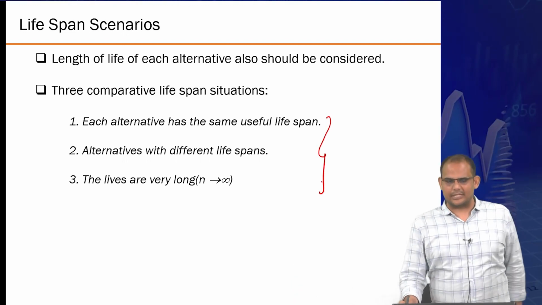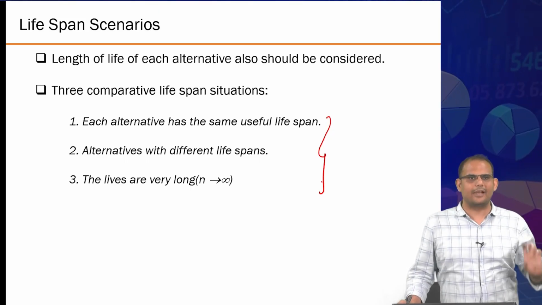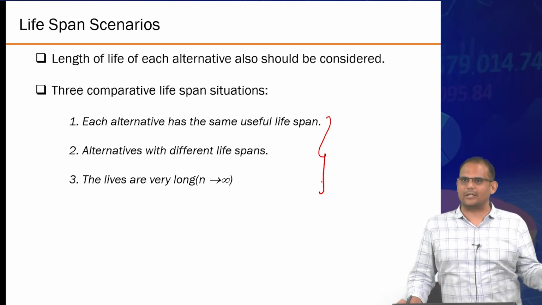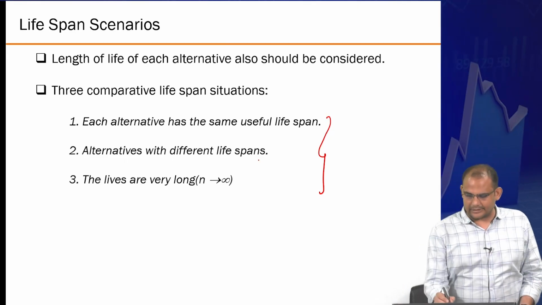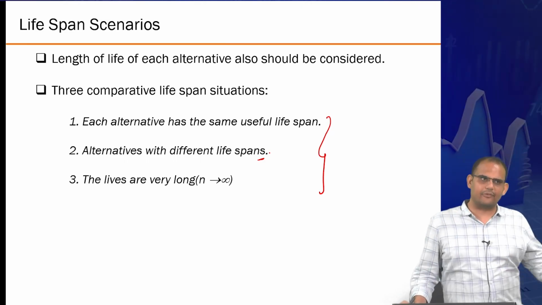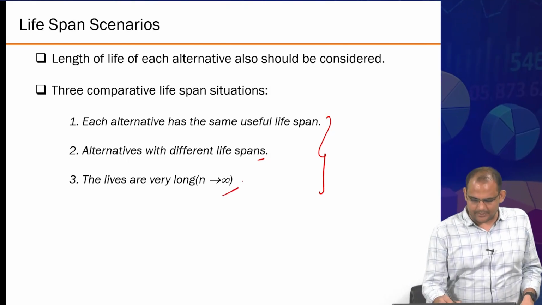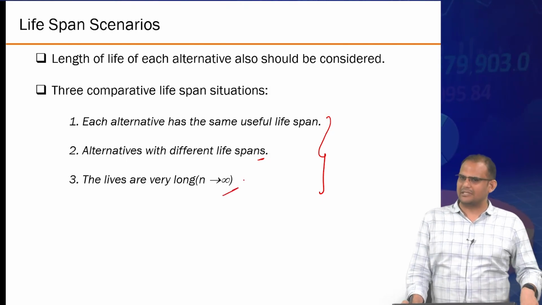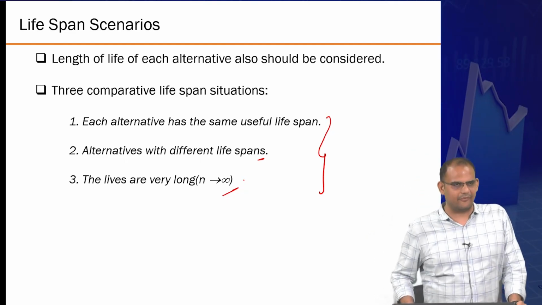So the most general case is that each alternative has the exact same useful lifespan. For example, two technologies, each useful for 5 years, and you can compare. But then there are cases where the lifespans of alternatives are different, and we were just exploring how to handle that. And then there are some special cases where the lifespan becomes really long, infinity. So how can the calculation be simplified?